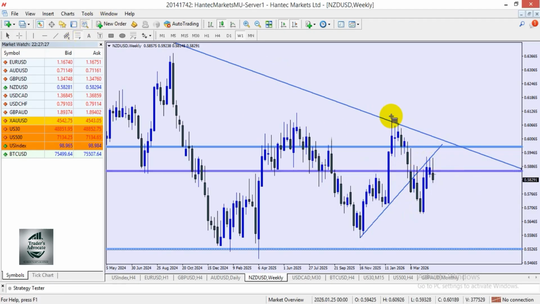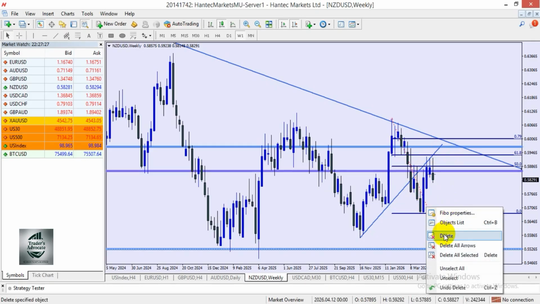If I bring up my Fibonacci, you will notice we have confluence as to why we should be looking for a selling position to the downside. This aligns with the 50% Fibonacci level. So with the monthly, the weekly is telling us the same thing. Start looking for selling positions to the downside.